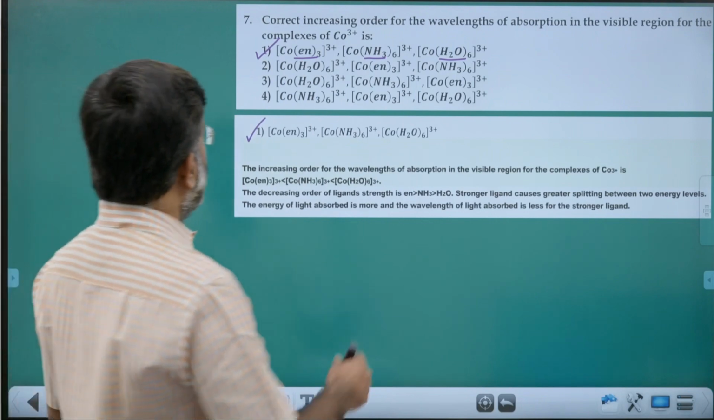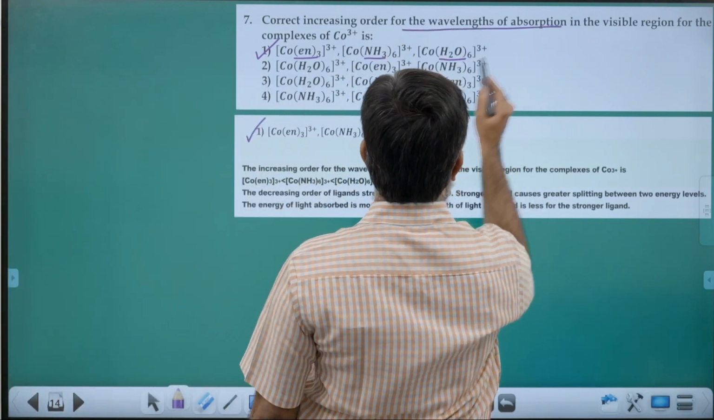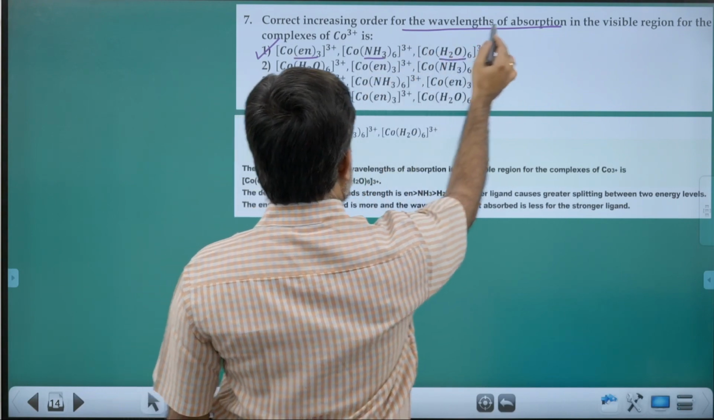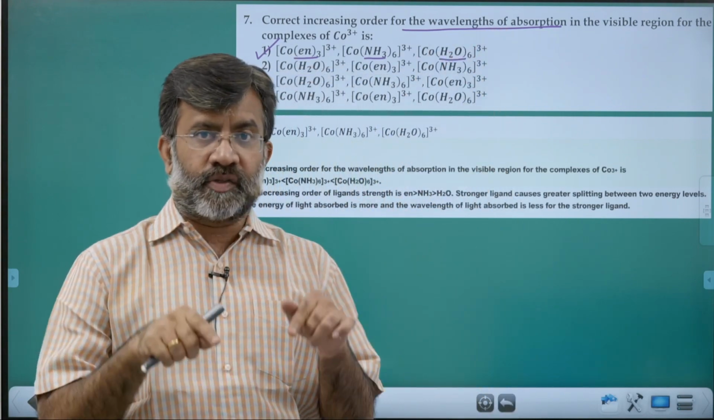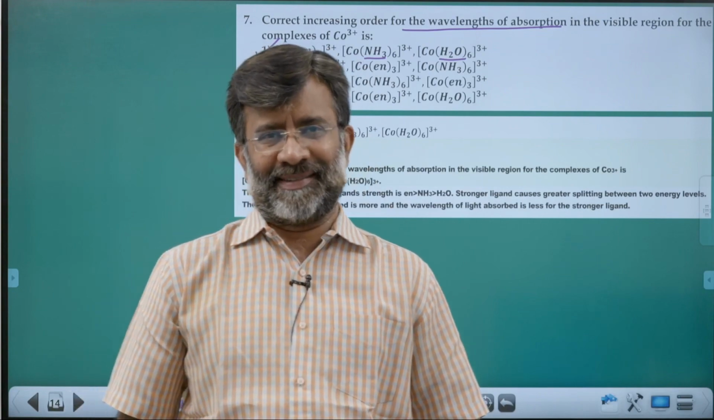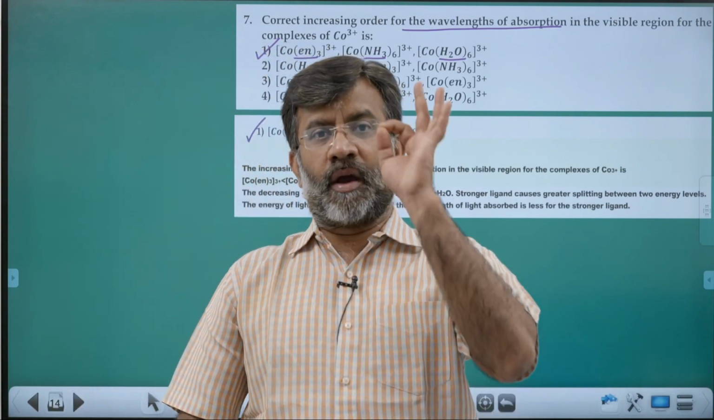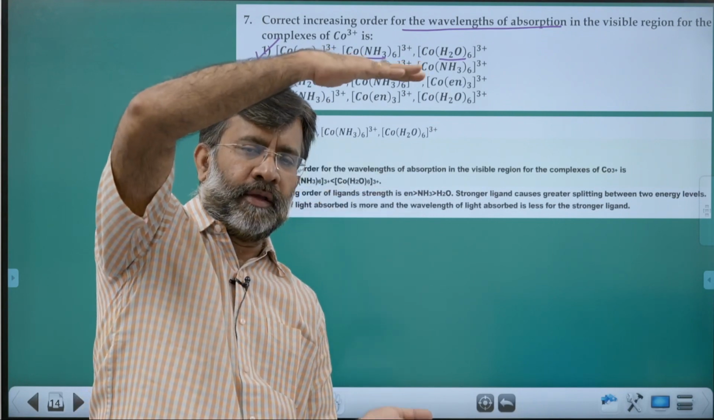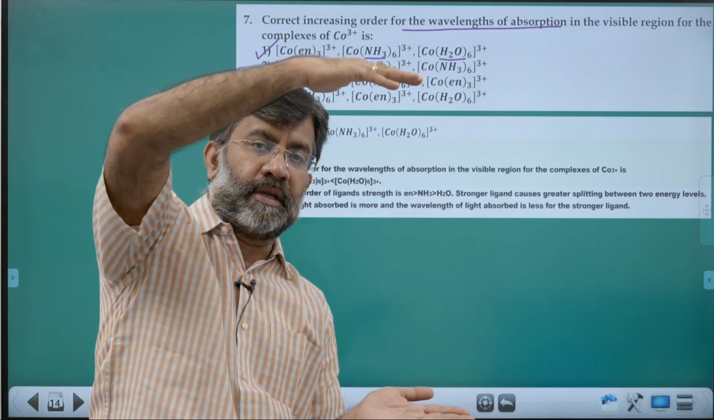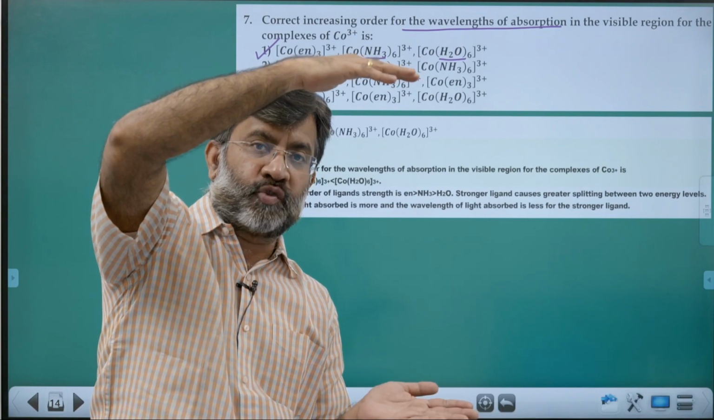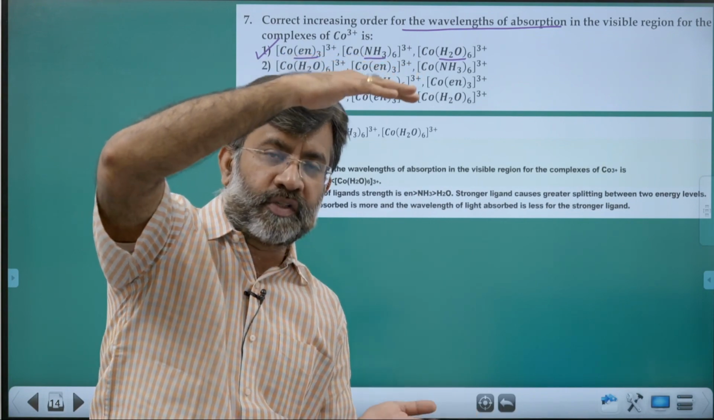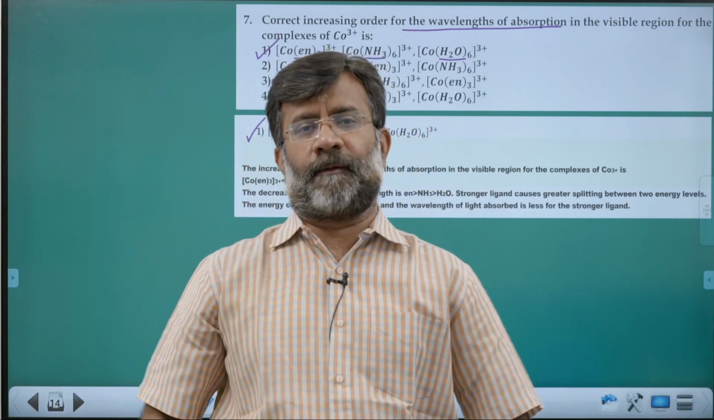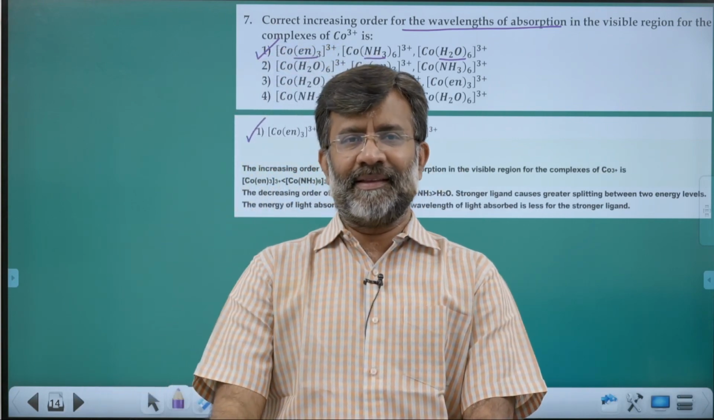We want increasing order of wavelength. So wavelength is maximum here and wavelength is minimum here. Suppose instead of wavelength it is frequency asked, just opposite. So the stronger the ligand, the stronger the splitting, greater the energy for transition, greater the frequency for transition, lower the wavelength for transition. Okay, next question.